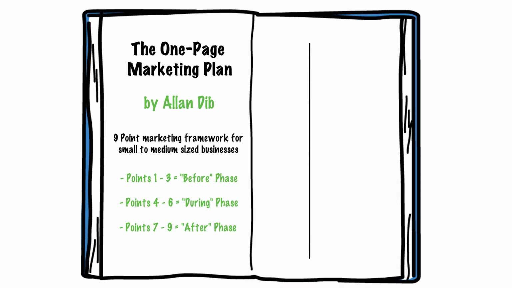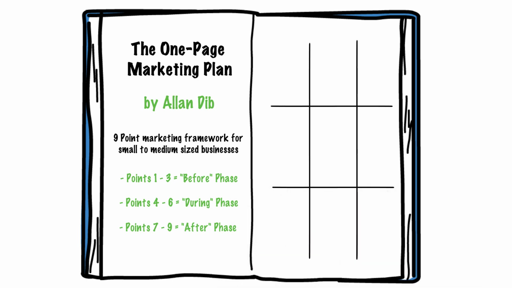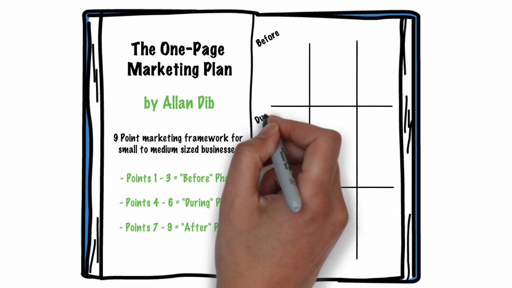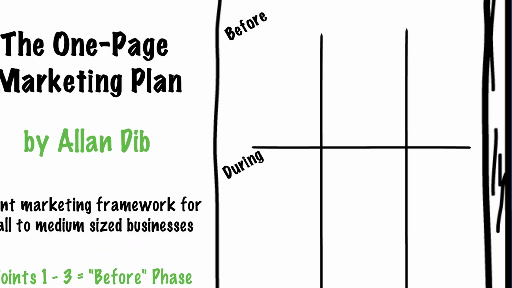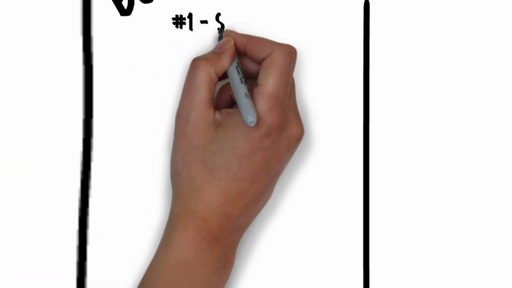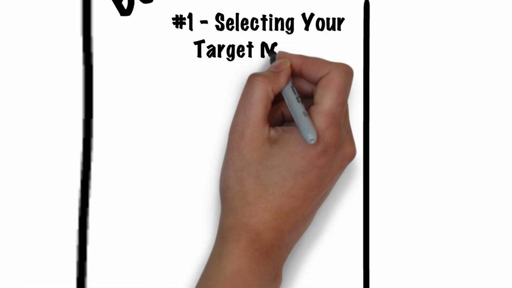The goal of the process is really to establish a strategy that reliably delivers leads that convert into customers, and to avoid what Dib calls random acts of marketing. So let's start in the top left corner of the page and discuss point number 1, selecting your target market.